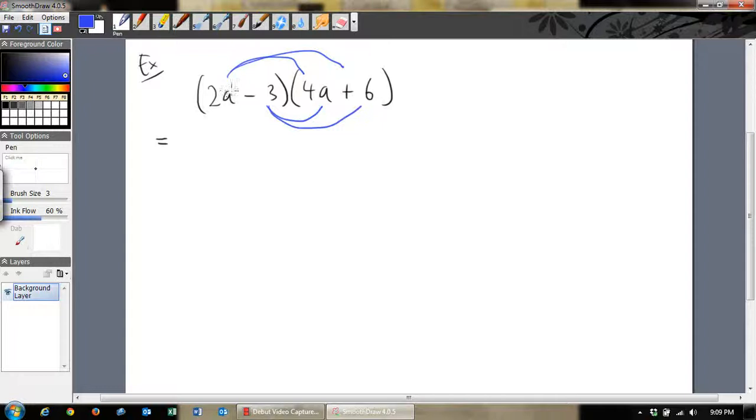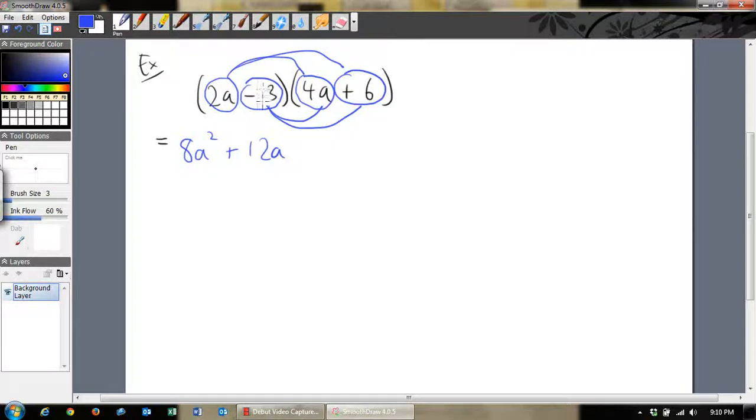Let's do it. Okay, firsts. What's 2a times 4a? 2 times 4 is 8. a times a is a squared. So 8a squared. Should I just do this? I better do it because you're still learning and don't want to muck up. So that times that. What's 2a times positive 6? 2a times positive 6 is positive 12a.